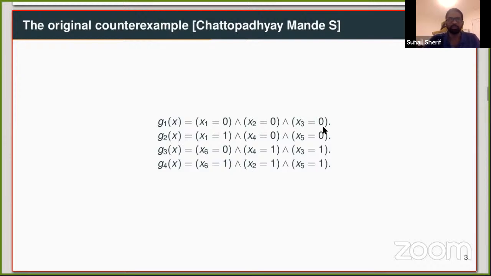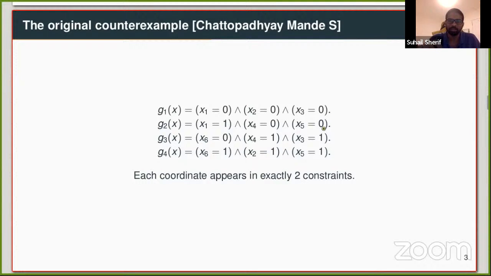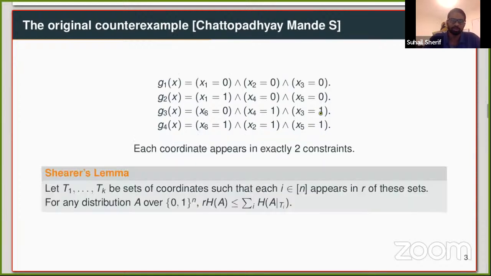But another important property about this set of GIs is that each coordinate, for instance, x1, appears in only 2 of the constraints, G1 and G2. x5 appears in only G2 and G4, and so on. Now, this property is useful for the lower bound because of Shearer's lemma, it's a very elegant lemma. It lets us compare the entropy of any distribution A with the entropies of the marginals of the distribution on specific subsets of coordinates. So the marginal of a distribution is understandably important in our case because, say, the marginal of A on the coordinates 6, 4, and 3 is exactly what's going to give us some idea of whether G3 is true or false.